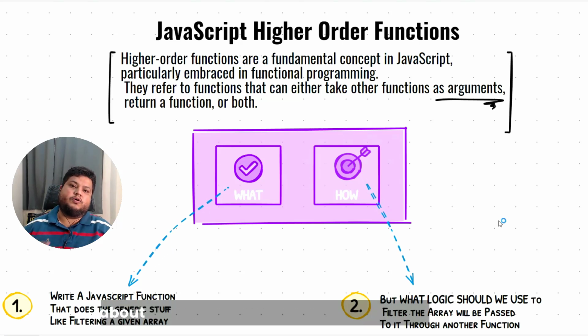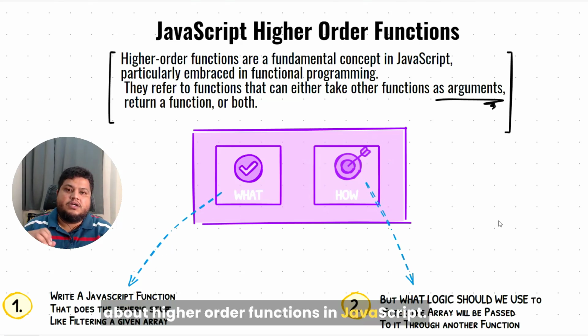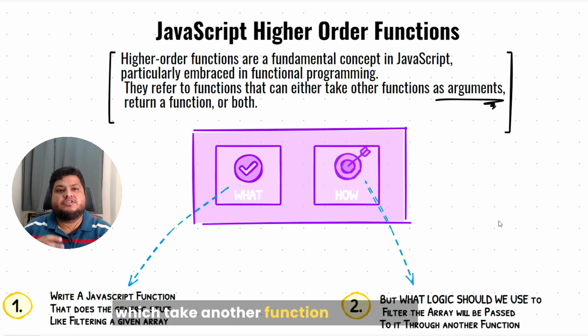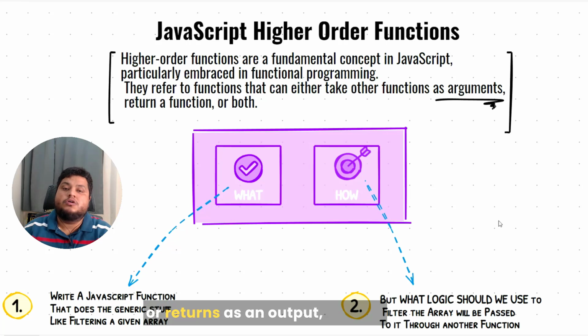Today we are going to talk about higher order functions in JavaScript. These are basically those functions which take another function as an input or return one as an output, or both. Now why are these important?